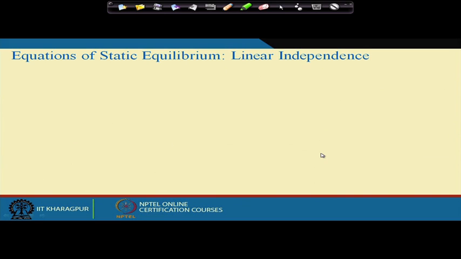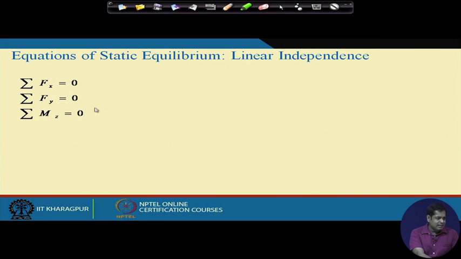Before we start giving some more applications of equilibrium equations and then determinate and indeterminate structures, let us see what properties these equations should satisfy. If you remember your engineering maths course, these are the equations, right?